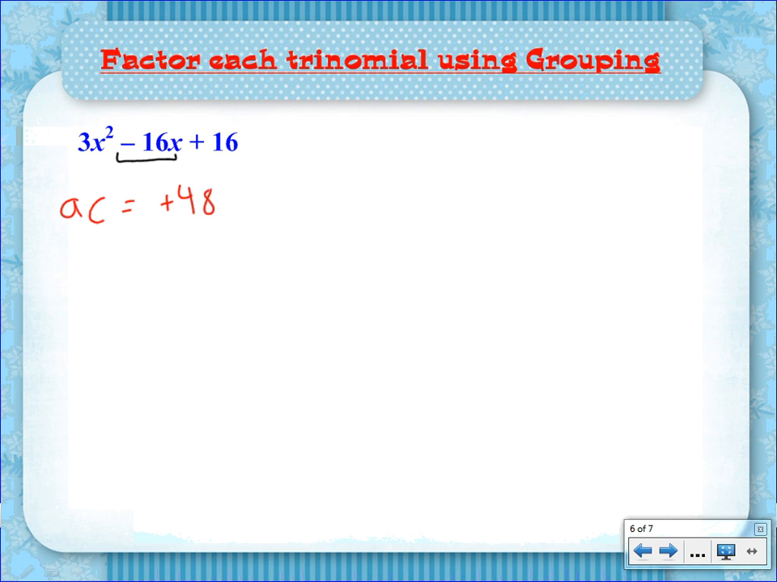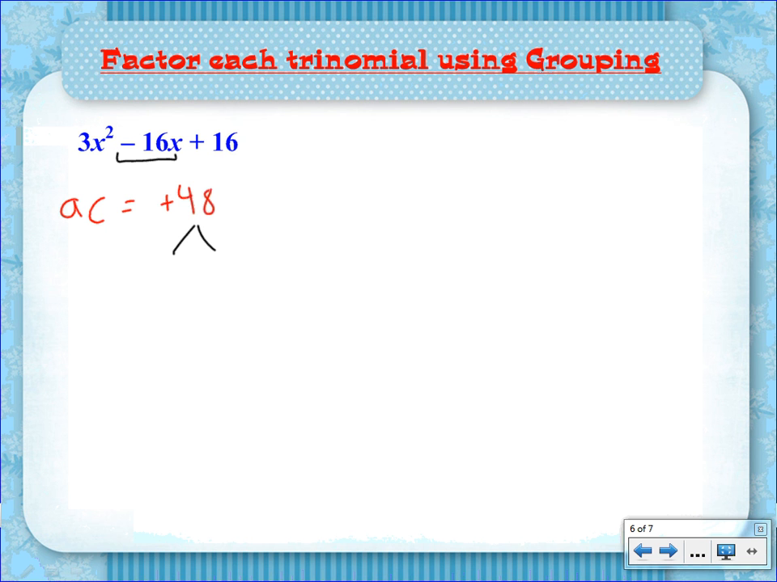is negative 16x. And don't worry about the x. The x is going to come from your first and last. So negative 16, let's see. Two things that give me negative 16. Well, they're going to both need to be negative, right? All right, so I'm going to get a positive 48 out of that.